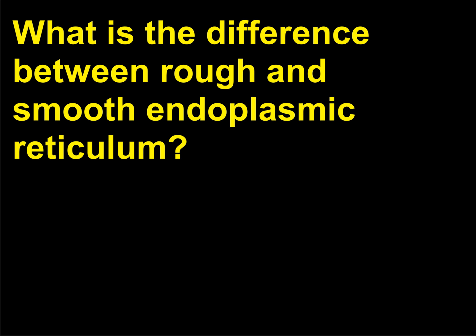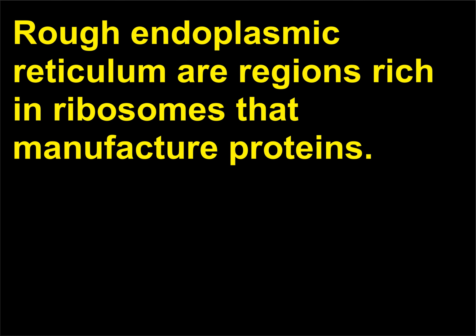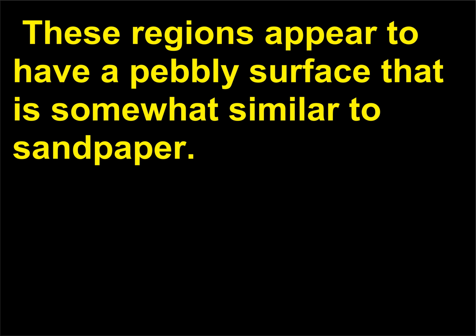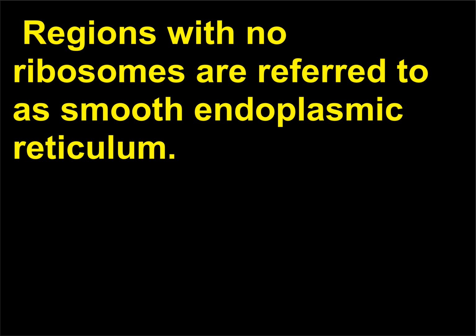What is the difference between rough and smooth endoplasmic reticulum? Rough endoplasmic reticulum are regions rich in ribosomes that manufacture proteins. These regions appear to have a pebbly surface that is somewhat similar to sandpaper. Regions with no ribosomes are referred to as smooth endoplasmic reticulum.